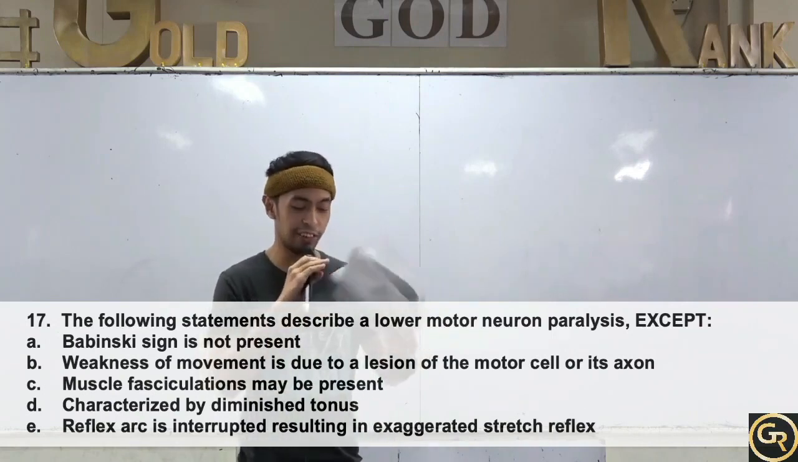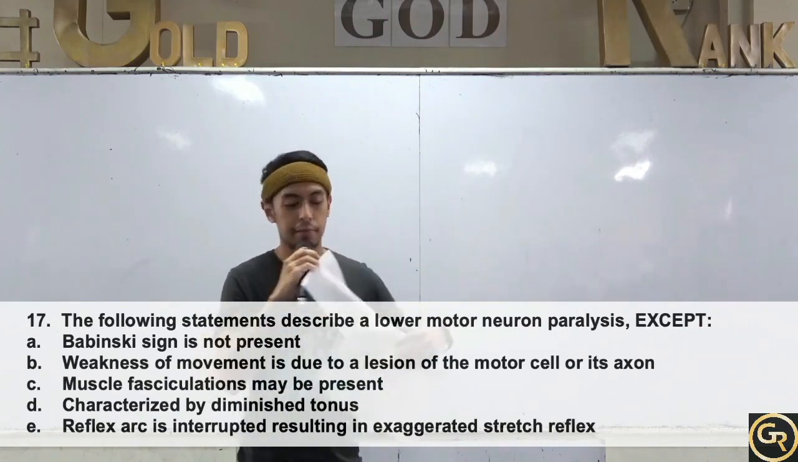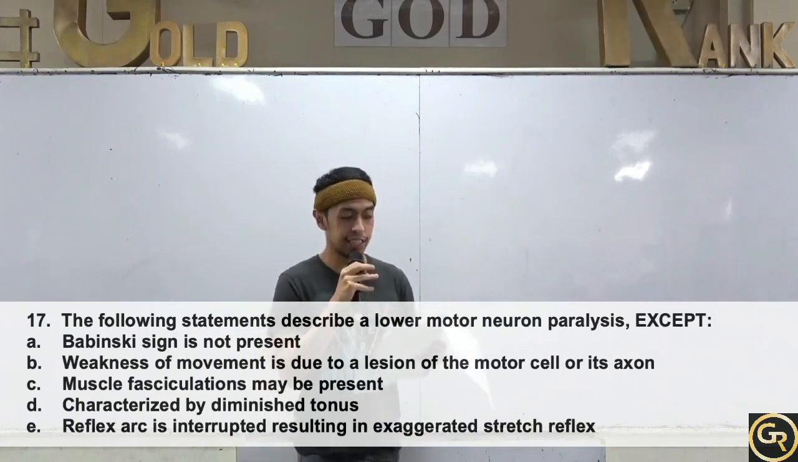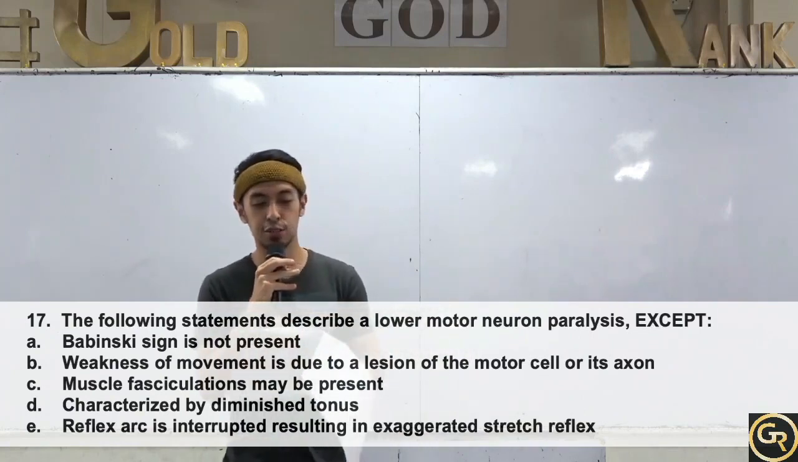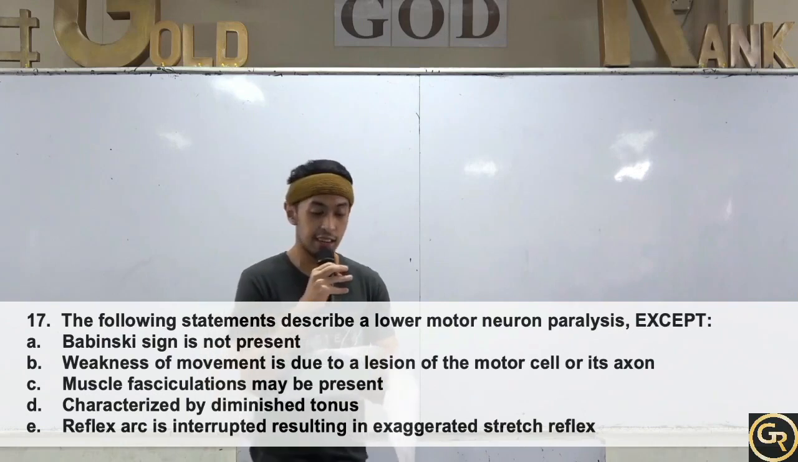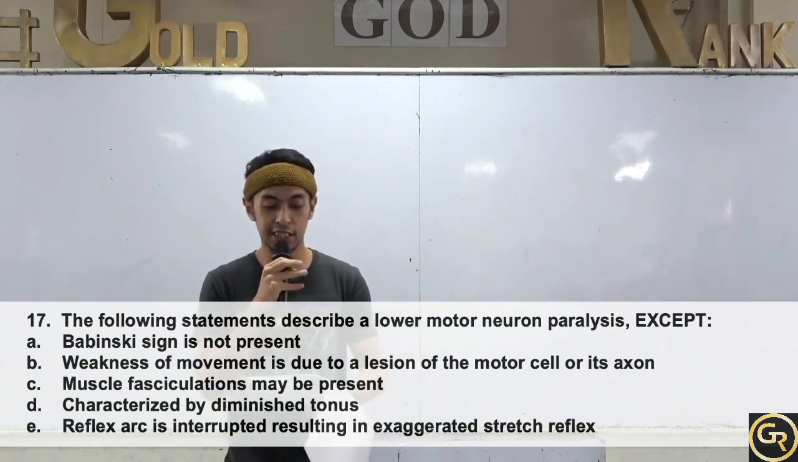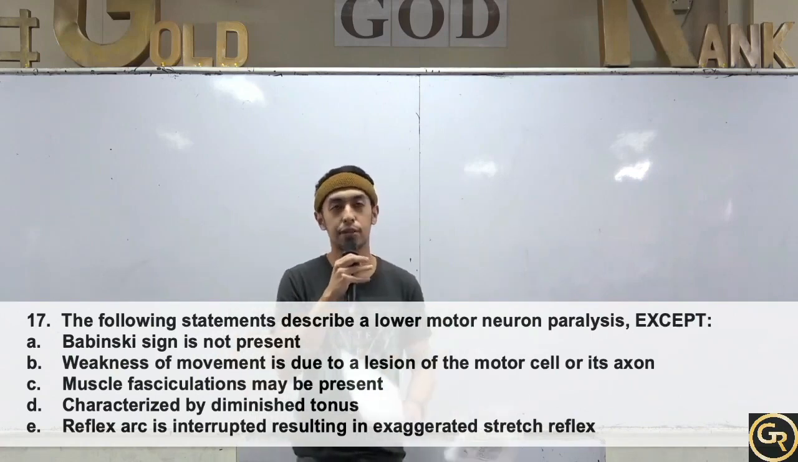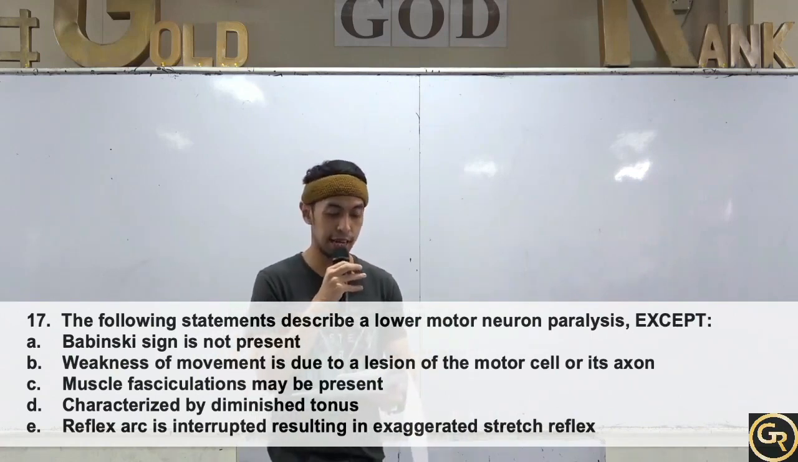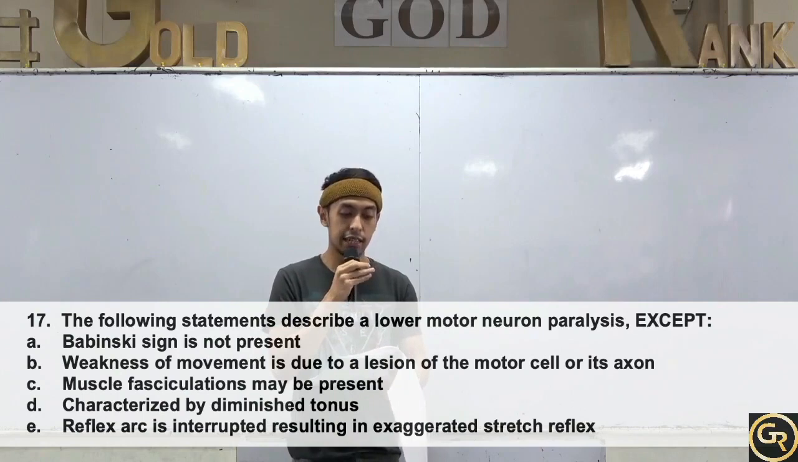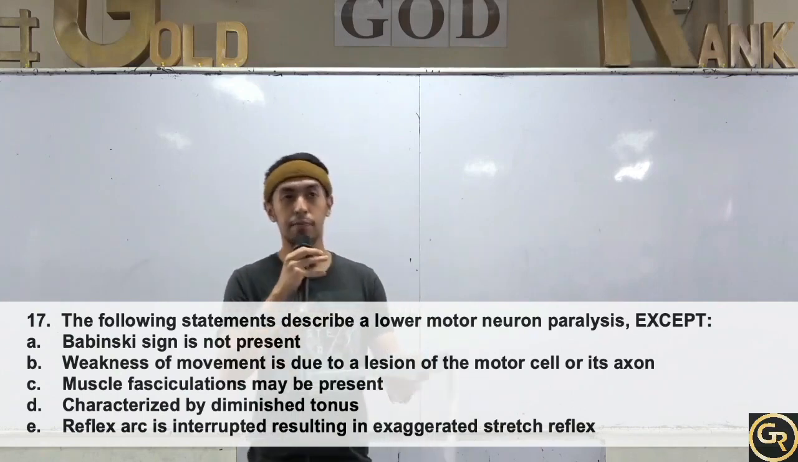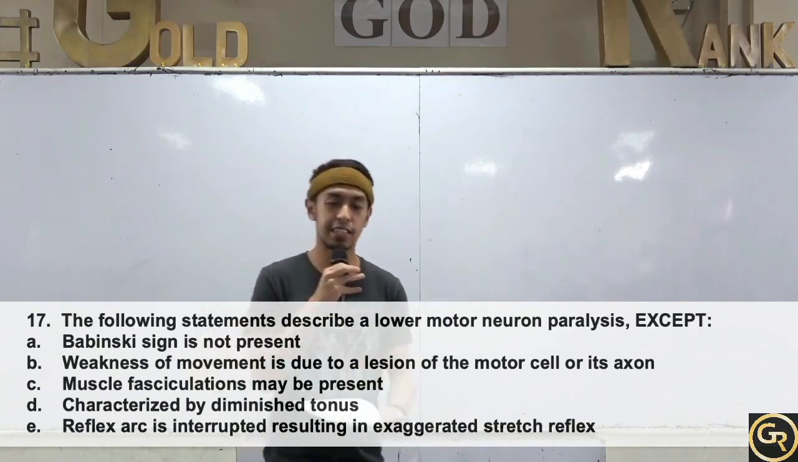It is more for your upper motor neuron paralysis. Okay? When you say naman weakness of movement is due to a lesion of the motor cell or its axon, yes, tama rin po ito. Muscle fasciculations may be present, yes, mas makikita po natin to in a lower motor neuron paralysis. Characterized by diminished tonus, yes, mas mababa po ang tone ng ating patients with LMN.